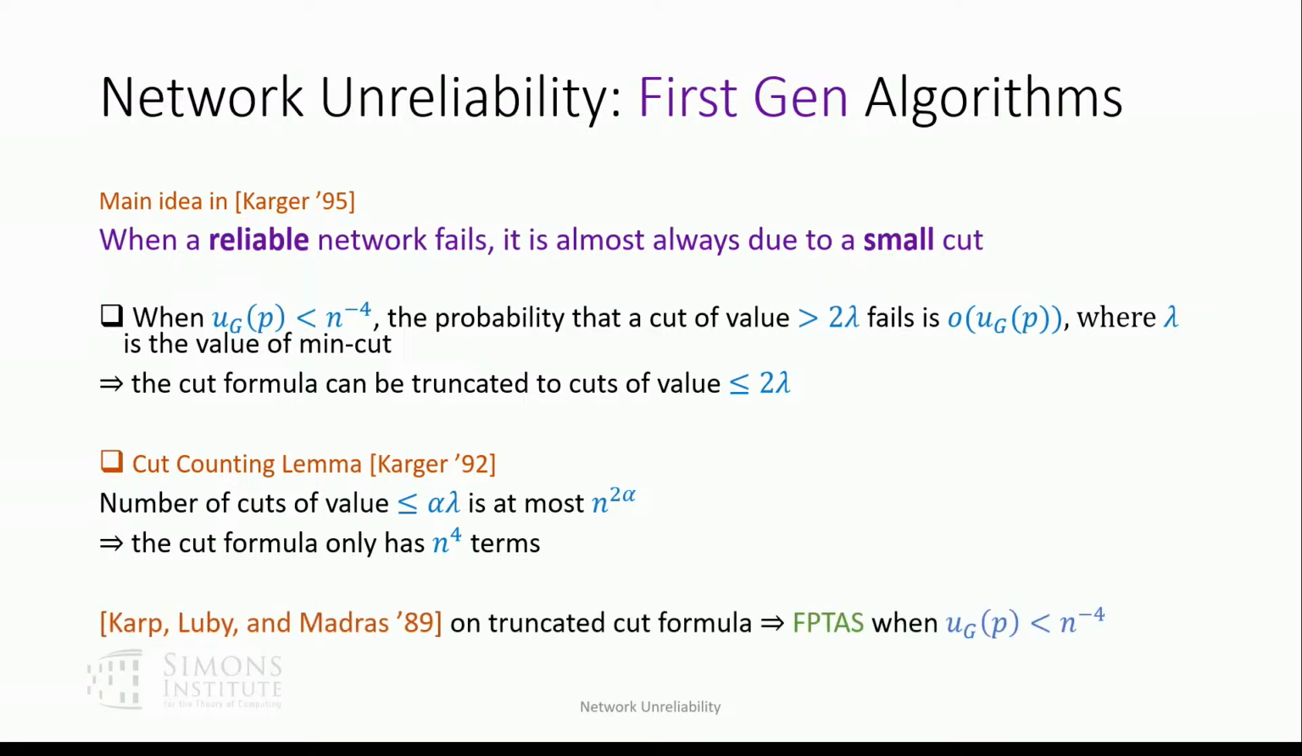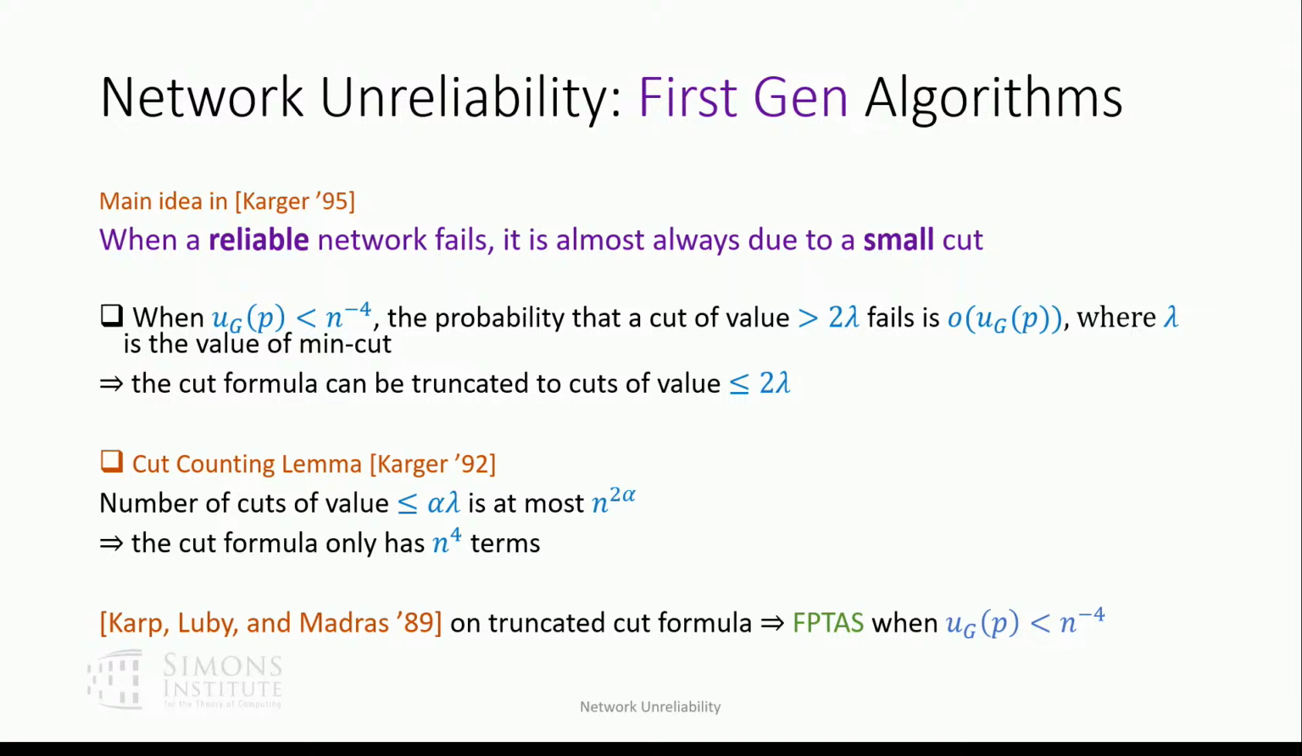So that says that I can take my cut formula, if I'm ordering the cuts by size, truncate it to the first n to the 4 terms, and then now I have a polynomial size formula. On this, just apply the Karp-Luby-Madras algorithm, and you'll have a reliability algorithm.